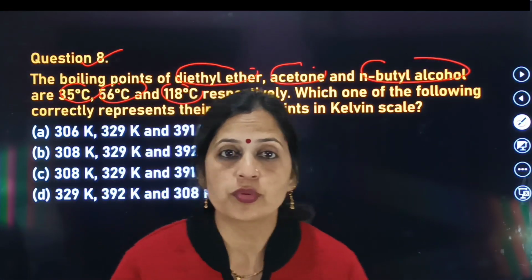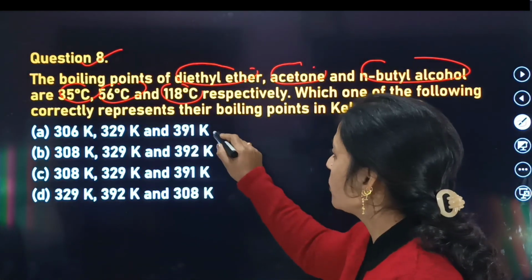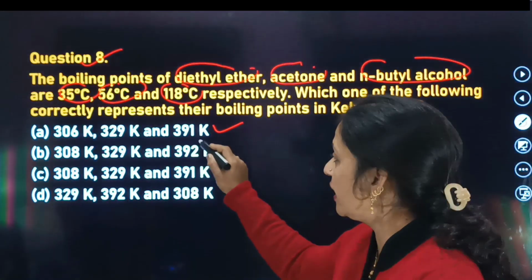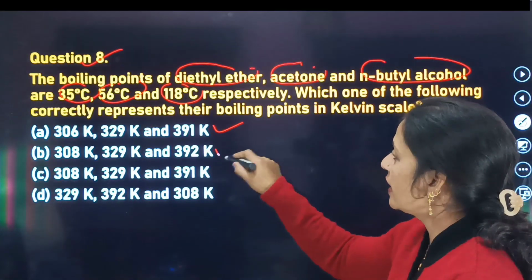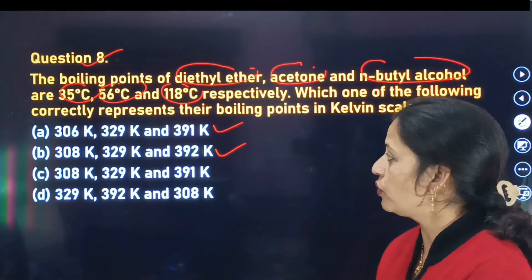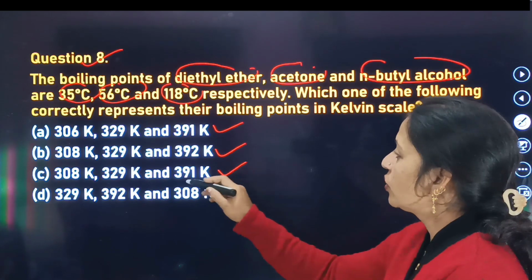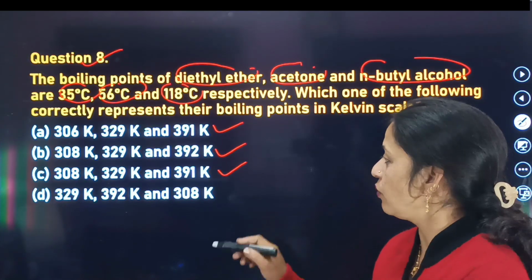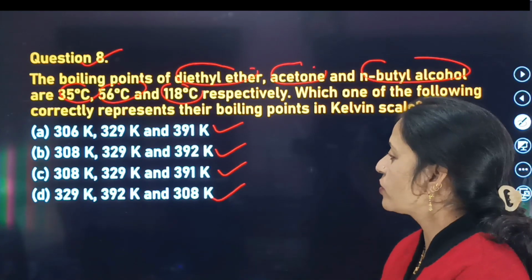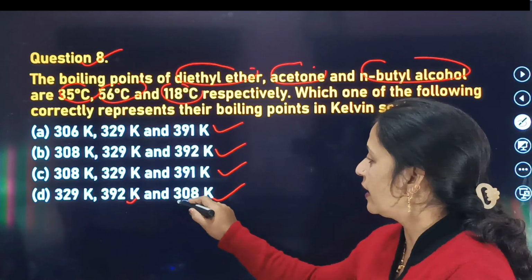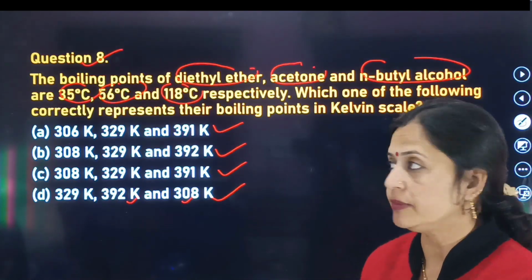So there are 4 options regarding this question. Option A is 306 Kelvin, 329 Kelvin and 391 Kelvin. Second is 308 Kelvin, 329 Kelvin and 392 Kelvin. Third is 308 Kelvin, 329 Kelvin and 391 Kelvin. And the last option is 329 Kelvin, 392 Kelvin and the last is 308 Kelvin.